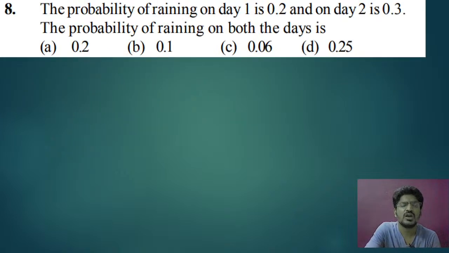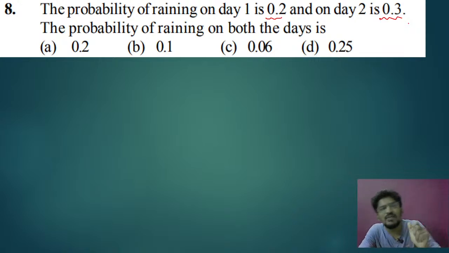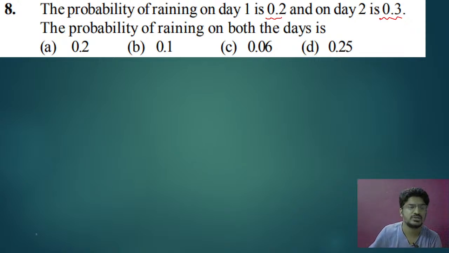So now let us go for the 8th question. What is the 8th question? You just see. The probability of raining on day 1 is 0.2. Probability of day 2 is 0.3. Now they are asking probability of raining on both the days is how much?